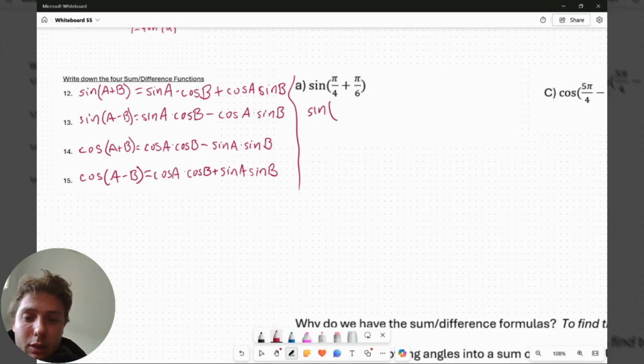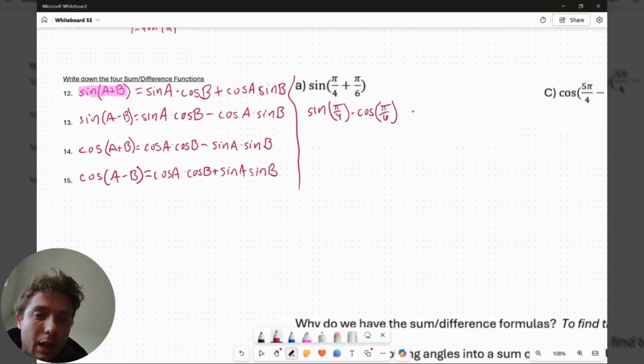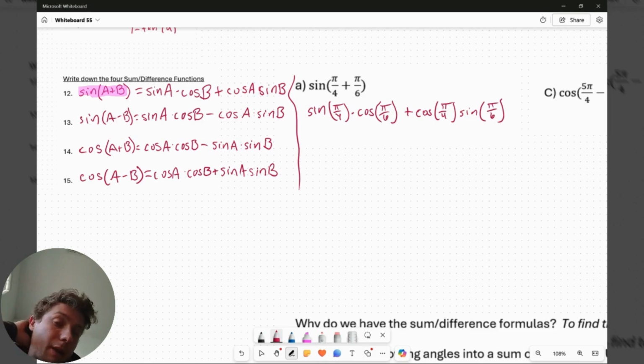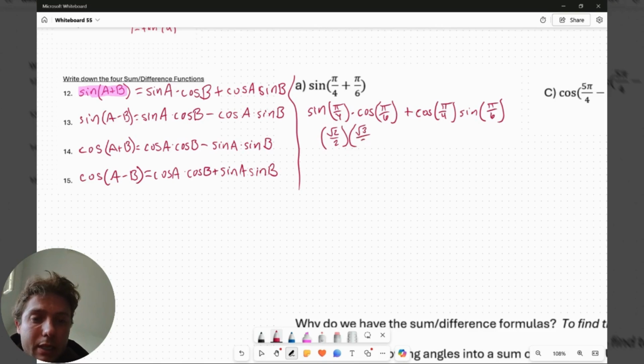So sine, this would be the top formula where they're adding. So sine of A, that'd be sine of pi fourths. That gets multiplied with cosine of B, which is pi sixths. It's sine, so the operator stays the same. And then it just switches which one has which angle for the second. So cosine now has the pi fourths and sine now has the pi sixths. Find each of those values, then we know on the unit circle, sine of pi fourths, cosine of pi sixths, cosine pi fourths and sine pi sixths. And now we just simplify.